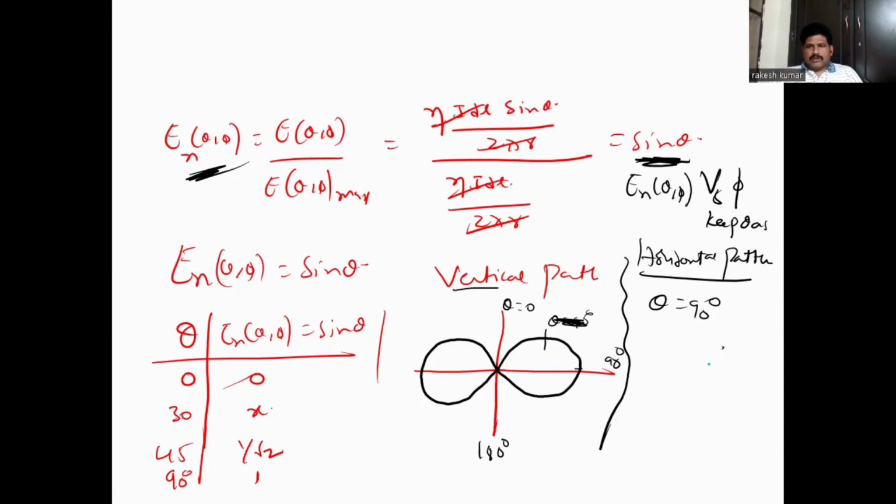So the horizontal pattern will be this, because there is no phi term. Here cos theta is equal to 0. So this is the vertical pattern for an alternating current element, and this is the horizontal pattern for the alternating current element.